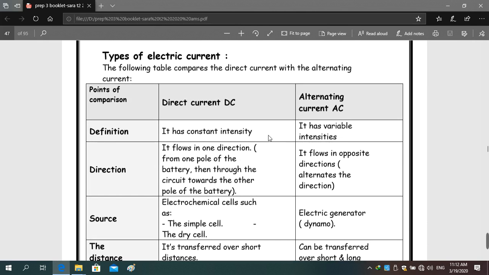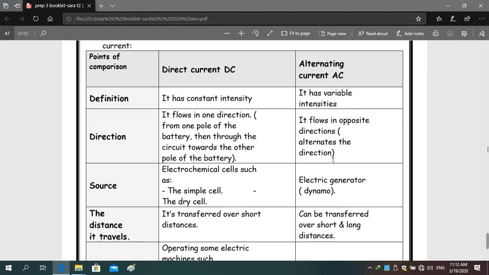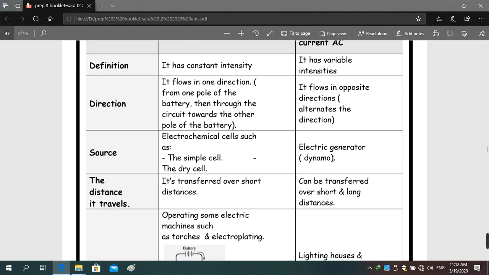The source of both direct current and alternating current: the main source of direct current, as we mentioned before, is the electrochemical cells, such as the simple cell and the dry cell. For alternating current, the major example is the electric generator or dynamo, as we mentioned before.